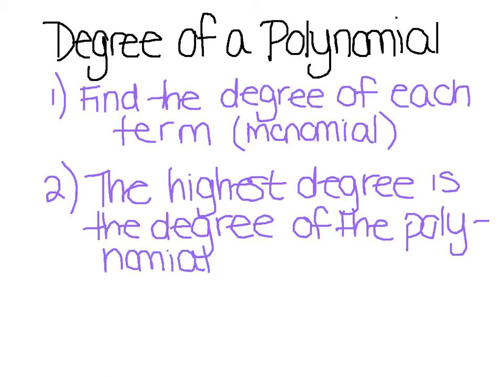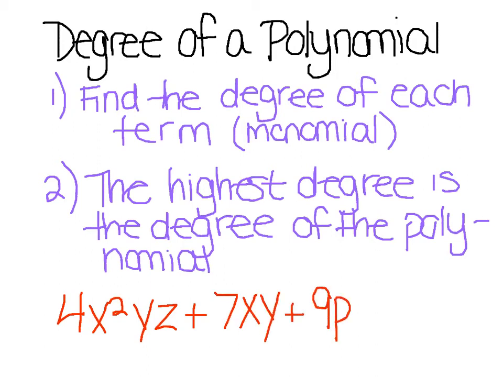So looking at an example, let's say I gave you 4x squared yz plus 7xy plus 9p to the 6th. You can see by step 1 that we need to first find the degree of each monomial. So for the first one, we have 2 plus 1 plus 1, which is a degree of 4. For the second one, we have a 1 and a 1, which gives you a degree of 2. And finally, for the last one, we have a degree of 6.